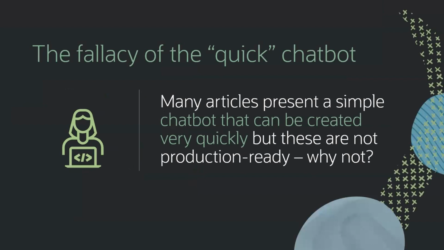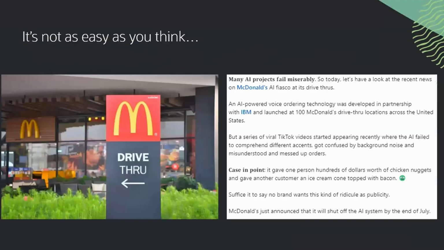So let's talk about the fallacy of the quick chatbot. There are a lot of articles and videos that claim to show you how to build a chatbot very quickly, but none of these are production quality. Why not? I'm sure you've heard stories like this one about chatbots making embarrassing or even harmful mistakes. No one wants to be subject to that kind of ridicule in public.